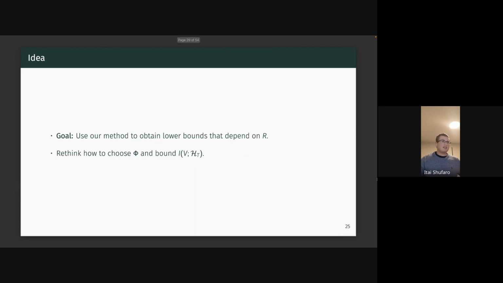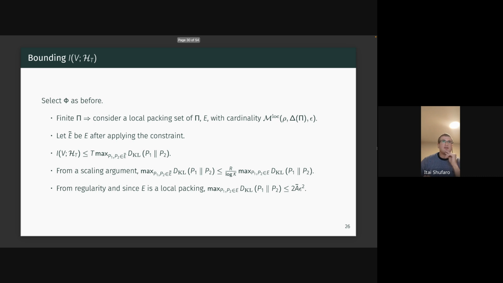So this is what we're looking at. Our goal is to use our method to obtain lower bounds that depend on R. In order to achieve this, we need to rethink exactly how we are choosing phi and how we will upper bound this mutual information term here. We are going to select phi to be the same as before. And since we have a finite pi, we need to consider some local packing set of it, which we'll denote by E.